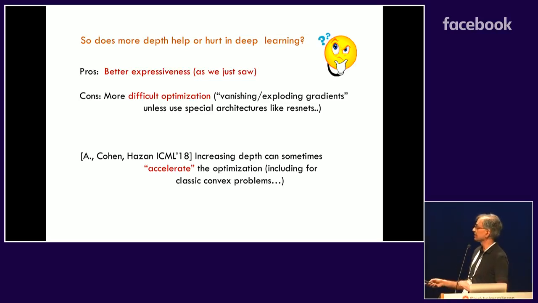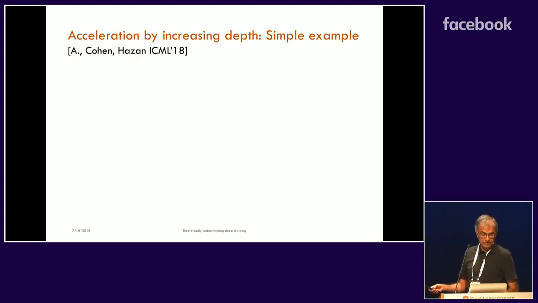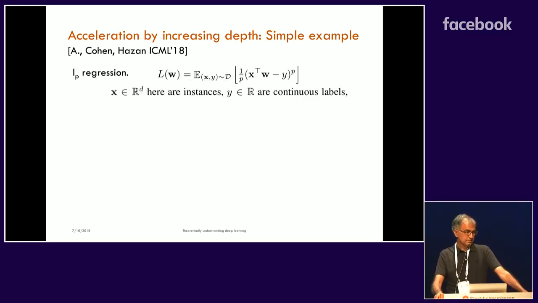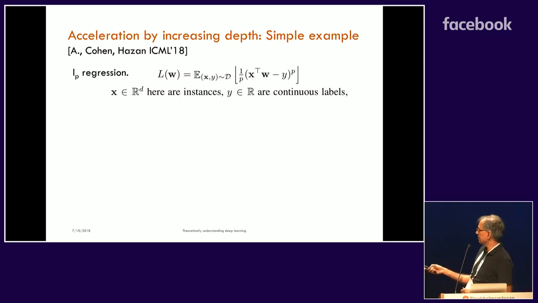And the other thing to note is that you can have this effect even for classic convex problems. So let me give you the example for a classic convex problem. L sub p regression. Regression, the simplest learning problem. So you're given data x's, where x is data and y is a label, and you're trying to find a vector w so that x transpose w, the inner product, is approximating y, and you're measuring it according to the p-th norm.